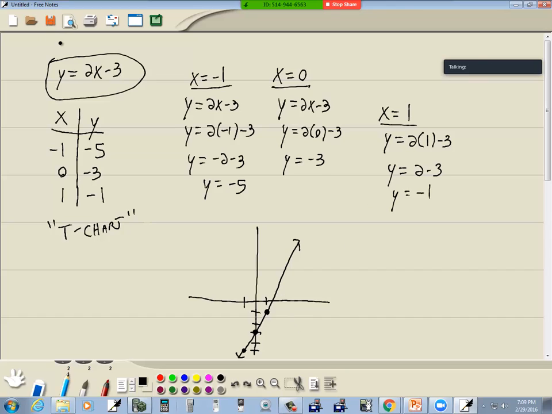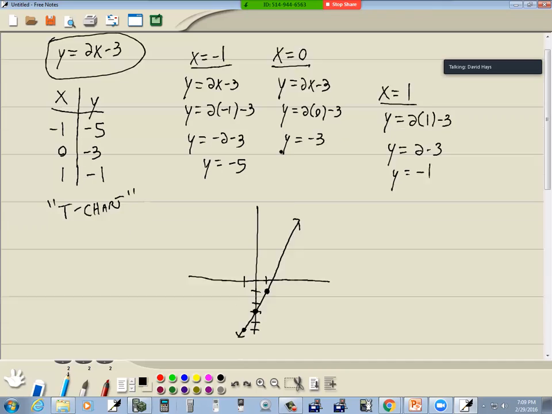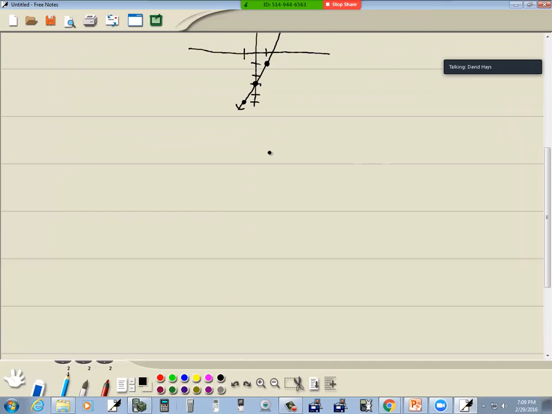Now it doesn't have to be solved for y in this case. You just go through and solve whatever it looks like. For example, if I had 2x plus 3y is equal to 5, and I'm wanting to build my t-chart, I'm going to choose negative 1, 0, and 1. Now we're going to see that this is not going to come out perfect, but that's okay.